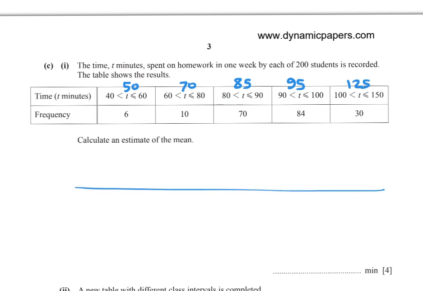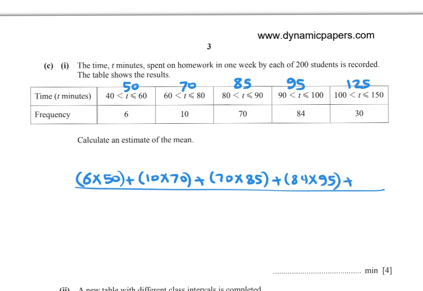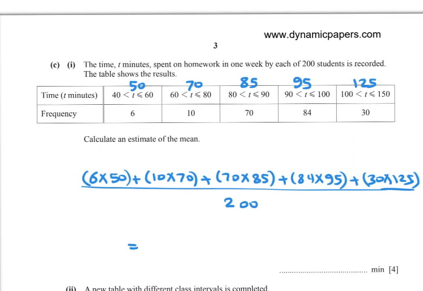Now how to find the mean? Multiply the time with the frequency and then divide by 200. So 6 times 50 plus 10 times 70 plus 70 times 85 plus 84 times 95 plus 30 times 125, then divide by 200. The answer? 93.4.